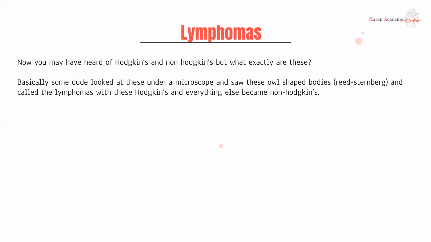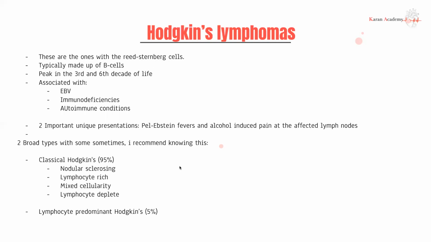And so now we had Hodgkin's and then non-Hodgkin's. So if you have Reed-Sternberg cells, that's Hodgkin's. If you don't, everything else is non-Hodgkin's. So let's talk about Hodgkin's lymphoma. As I said, Reed-Sternberg cell positivity. They're typically made up of B cells and present with kind of a dual phase epidemiological presentation. So in the third and the sixth decade of life, associated with infections like EBV.